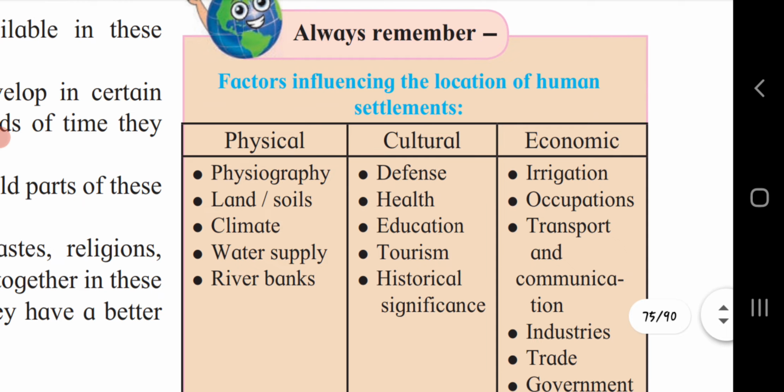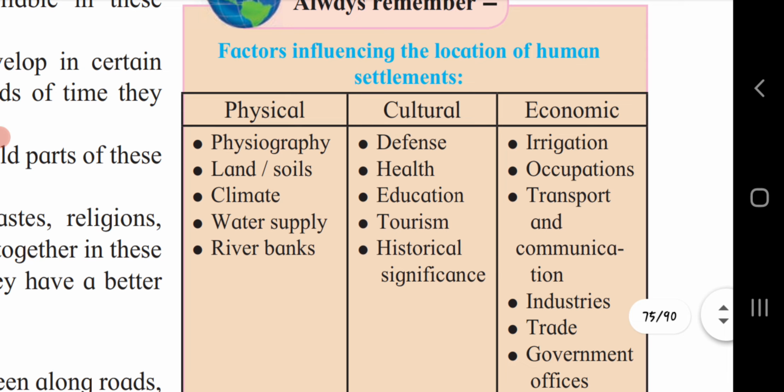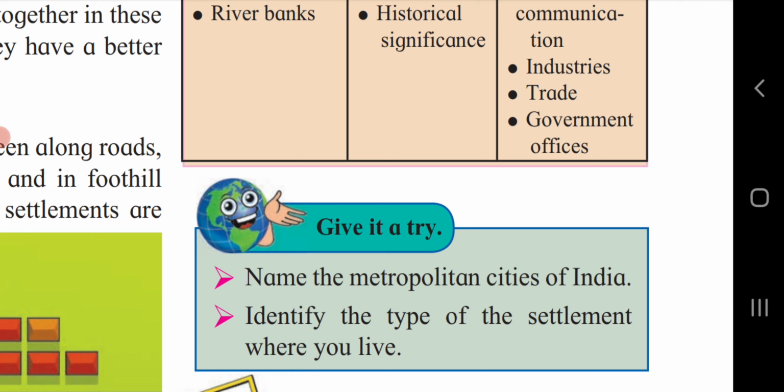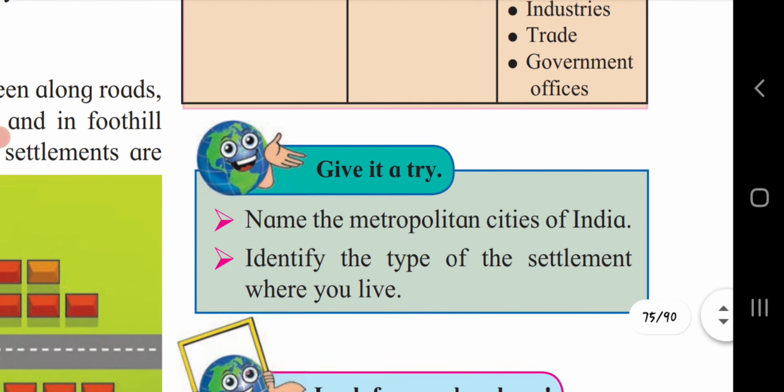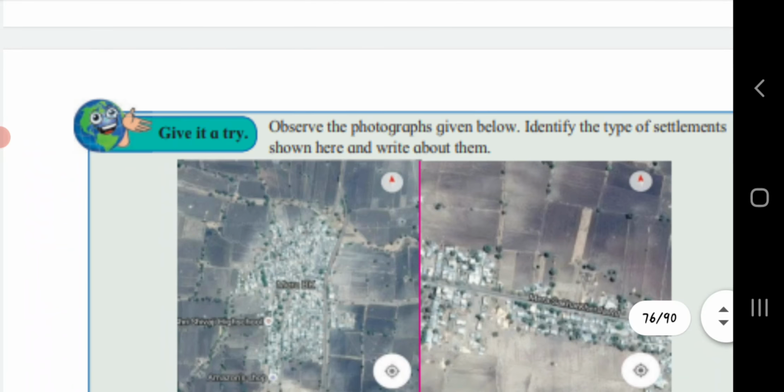Always remember the factors influencing the location of human settlement: physical, cultural and economic. What are the physical factors? Physiography, land, that is soil, climate, water supply, river banks. In cultural: defense, health, education, tourism, historical significance. In economic: irrigation, occupation, transport and communication, industries, trade, government offices. These are all the factors which influence the location of human settlements. Where the needs are more, human settlements are seen more in those areas. So in this way we have completed our chapter.